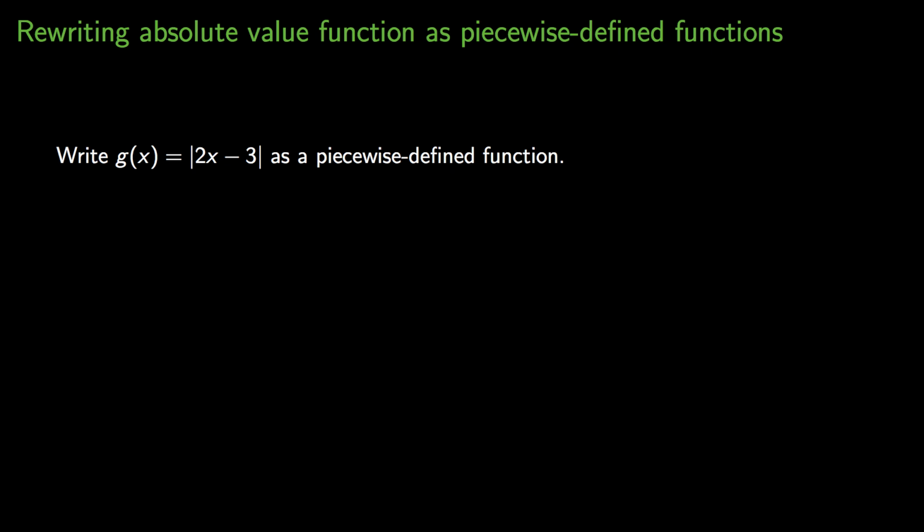So, how will I write this function, the absolute value of 2x minus 3, as a piecewise defined function, just like I did absolute value of x? We're going to explore this for a couple of minutes by making a table of values. When we plug in the number 2, we get the absolute value of 1, which according to the rules on the previous slide is 1.